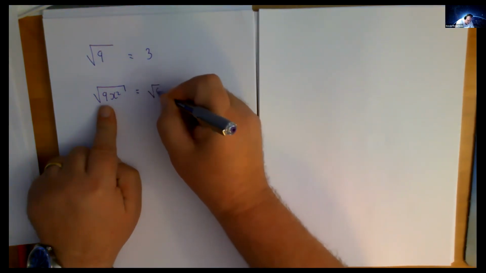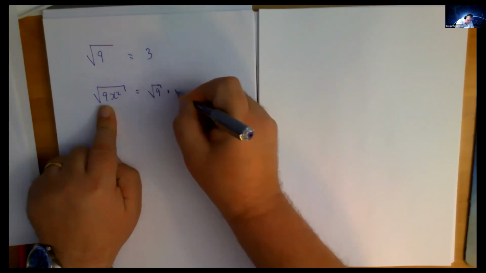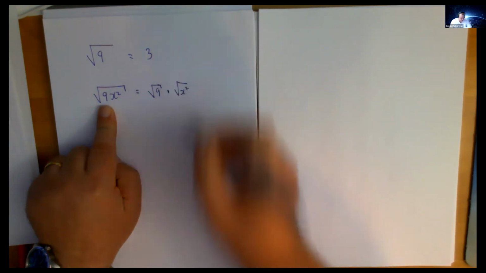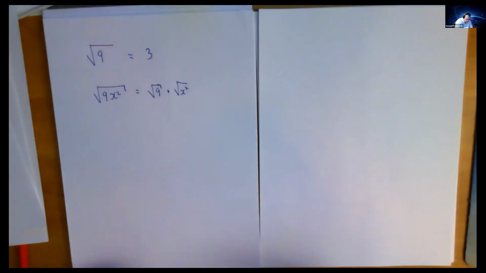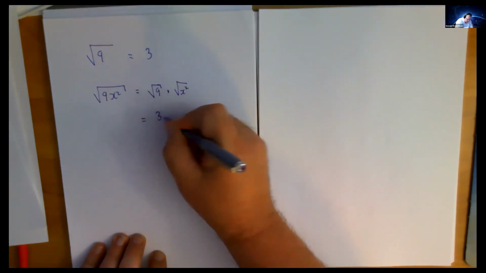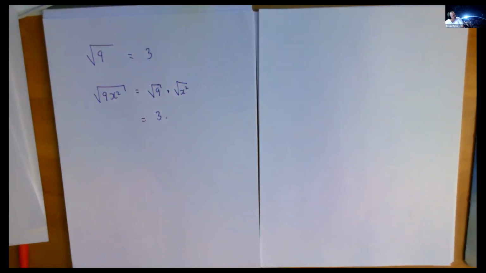If you want to separate the thing, it's basically the square root of that with the square root of that next door. Now I know what the square root of 9 is, isn't it? 3. What do you think the square root of x squared is? X. What's x times x? X squared. See, it works.